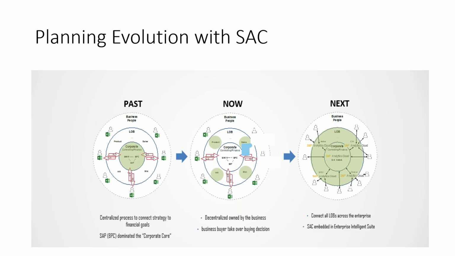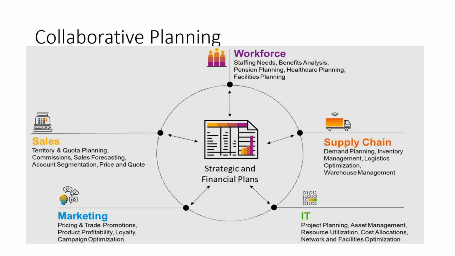Okay, so everything happens in one single system, that is SAP Analytics Cloud, right? That is how the planning evolution works with SAP Analytics Cloud. The collaborative planning I already discussed. Okay, so guys, now let's get started with planning. Now you understood the different types of planning products first.